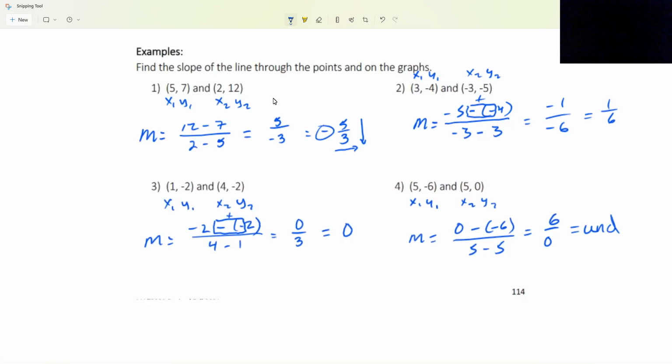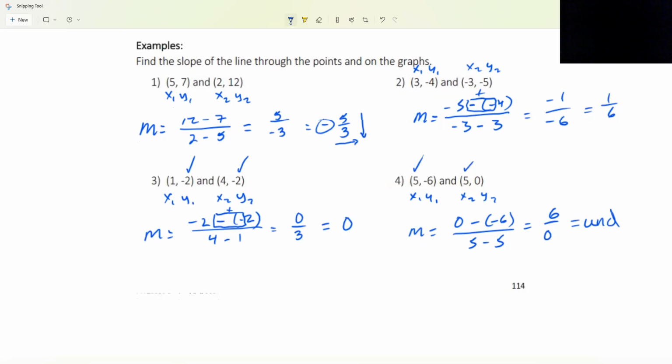Now, if you can remember this, it will save you some trouble. When the y's are the same, you know it's going to be a horizontal line. When the x's are the same, it's a vertical line. If you can remember that. If not, don't worry about it. Just plug them in. It's still going to come out. Just know that the slope of a horizontal line is 0, and the slope of a vertical line is undefined. It rhymes.